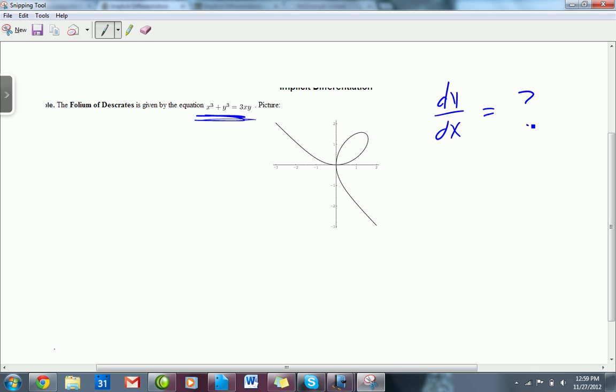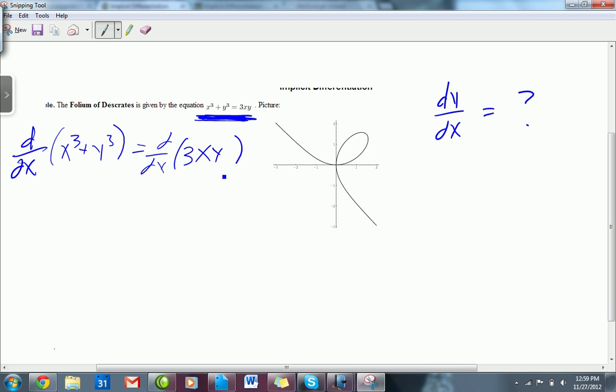So I'm going to use implicit differentiation. Why? Because that isn't a function. It's not y equals some function of x. To do so, I'm going to take the derivative of both sides with respect to x. So there's the derivative of the left, and I'm going to take the derivative of the right. Okay? Next up, I have to find the derivative. So I differentiate x cubed. That's nice and easy because it's with respect to x.